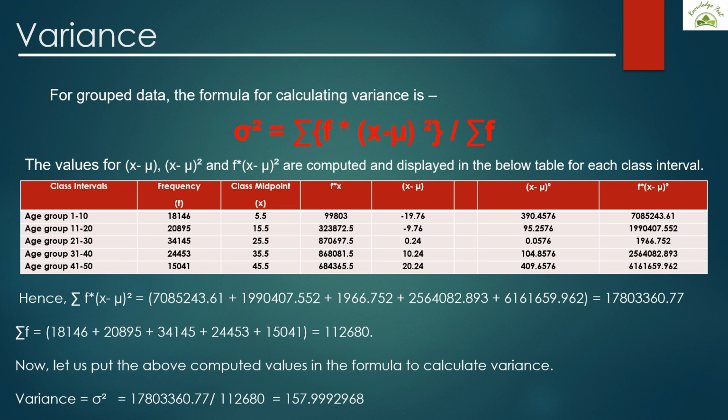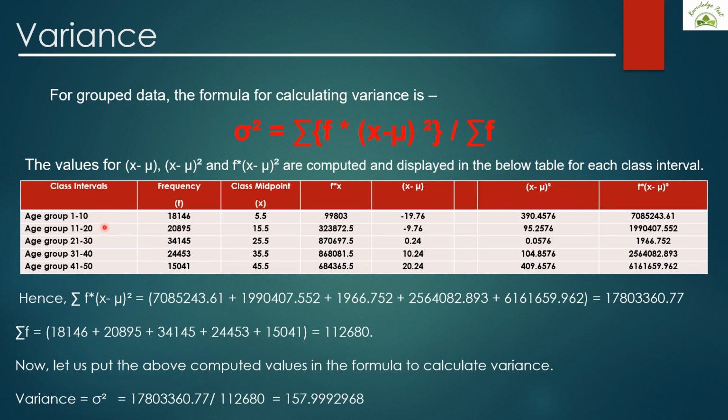So at this point, we understand how to calculate the mu value, that is the mean value for a group data. Now let us understand what the variance is. This is variance, sigma square, and this is the formula to calculate it. First, we need to calculate the sum of f into x minus mu whole square, and then divide it by the sum of f.